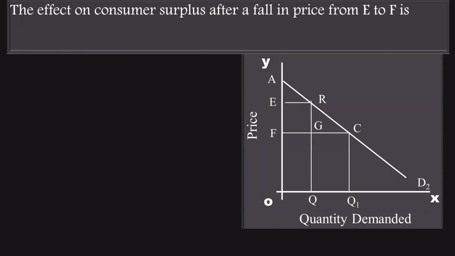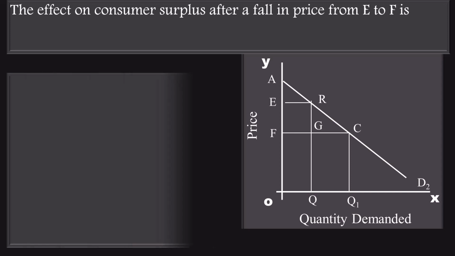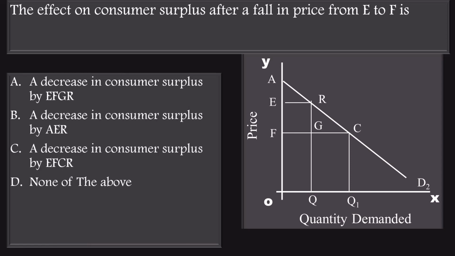Seventh question. The effect on consumer surplus after a fall in price from E to F is: options: A. A decrease in consumer surplus by EFGR. B. A decrease in consumer surplus by AER. C. A decrease in consumer surplus by EFCR. D. None of the above.